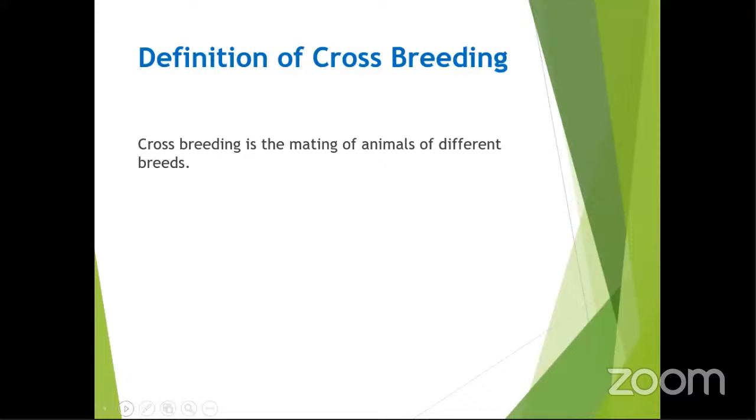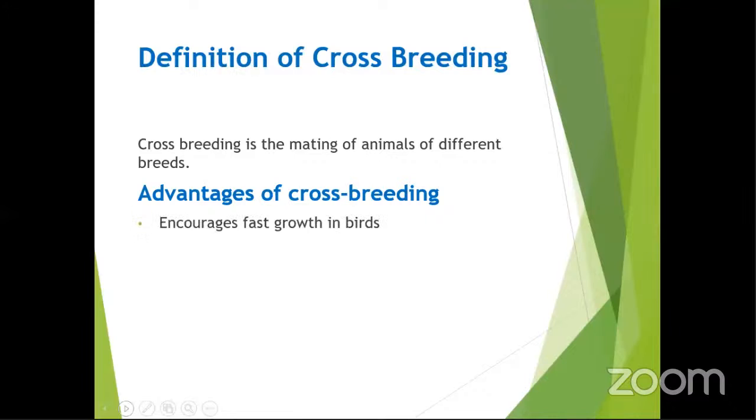So this is what we said. We said that crossbreeding is the mating of animals of different breeds. Those who did not know, that is the right definition. Mating of animals of different breeds. And then we have the advantages of crossbreeding. One of them is here. It encourages fast growth in birds. Aaron has just told us about that.